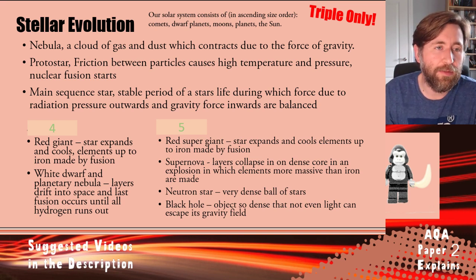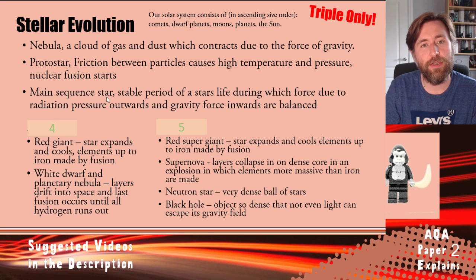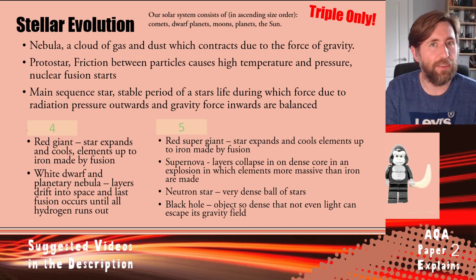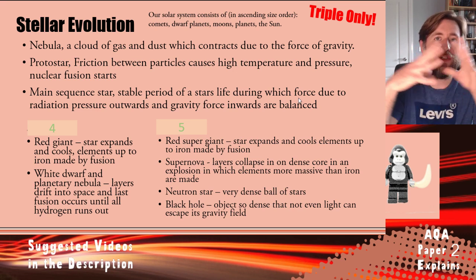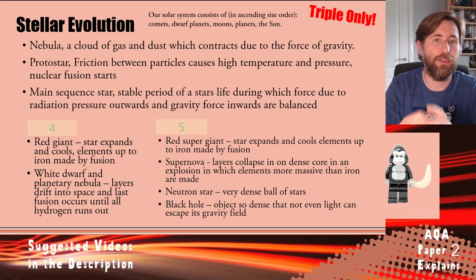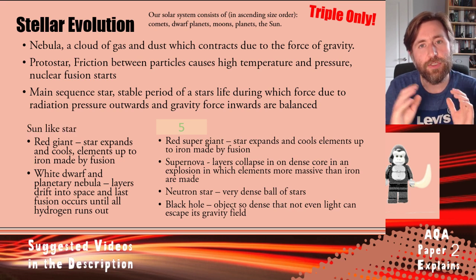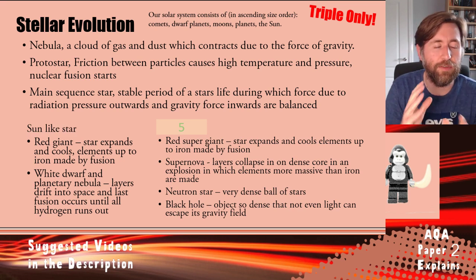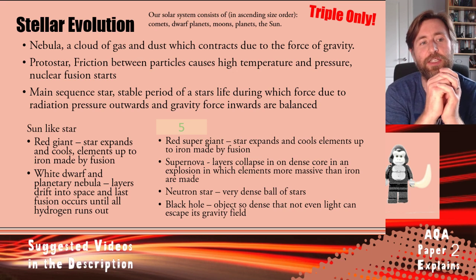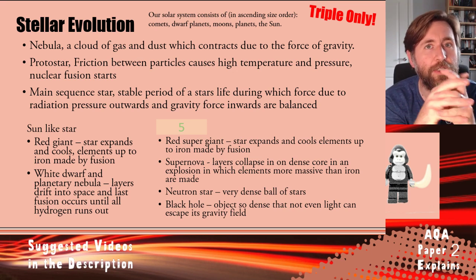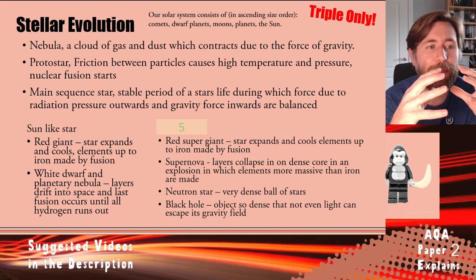Then you get a main sequence star, which is the stable period of a life. It's the main part of the life. It's the main sequence, during which the force due to radiation pressure outwards and gravity force inwards are balanced. For a sun-like star, so a star with not a great deal of mass, basically, it's eventually going to run out of hydrogen, and it's going to cool down and it's going to expand.